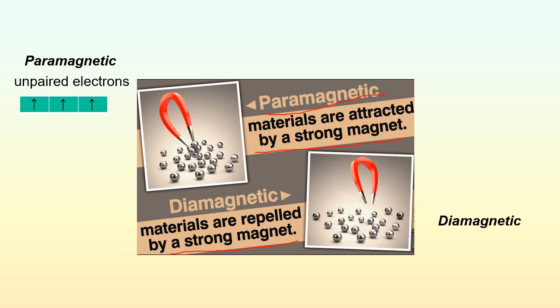Okay students, in diamagnetic substances all electrons are paired. So these substances don't have unpaired spin. So we say these are diamagnetic. So very simple and easy. If unpaired electrons are present, it means the substance will be paramagnetic. If all electrons are paired, it means the substance will be diamagnetic.